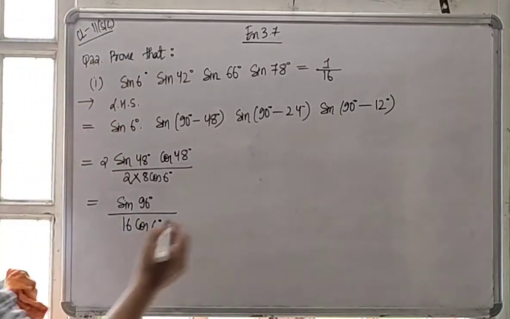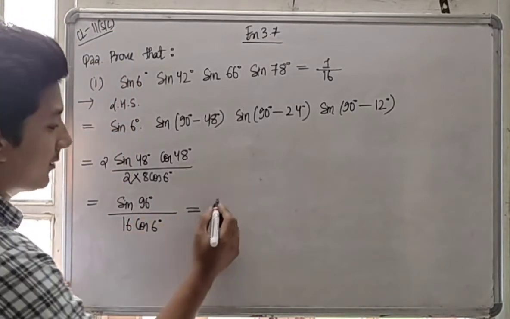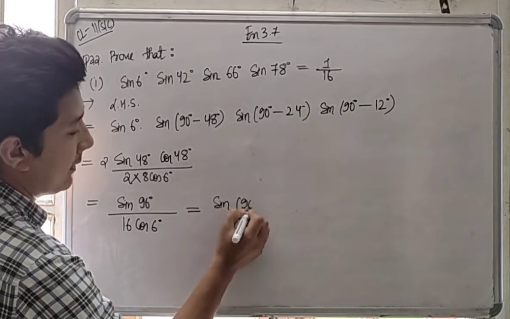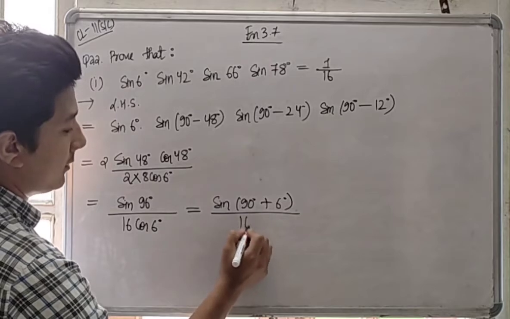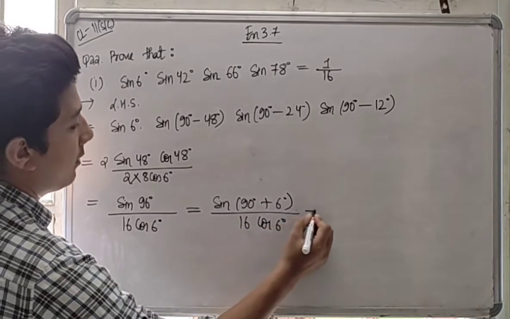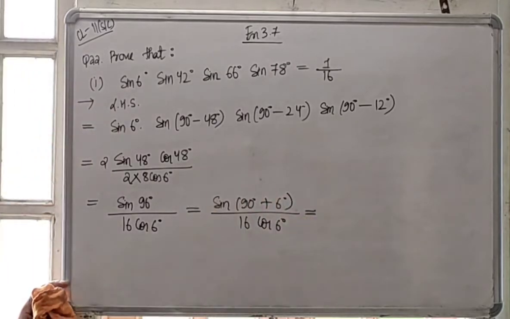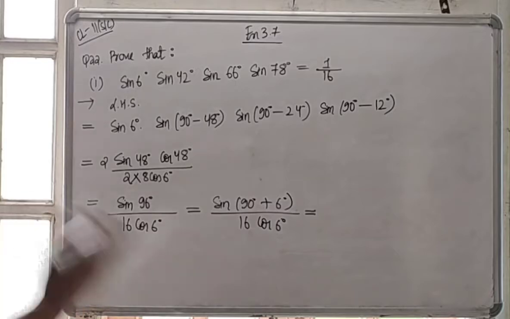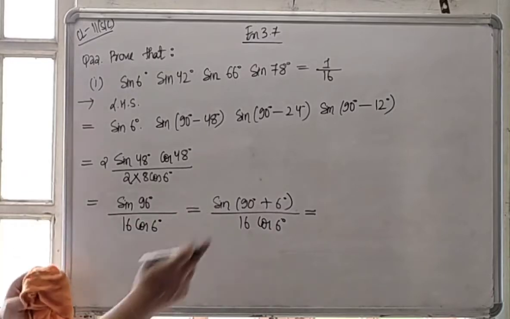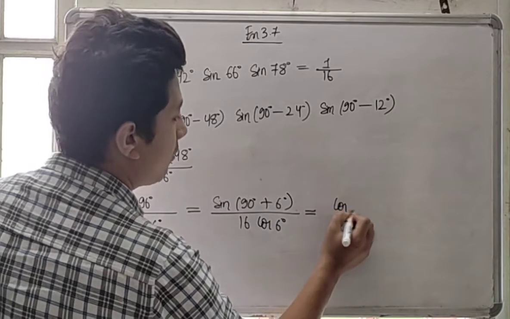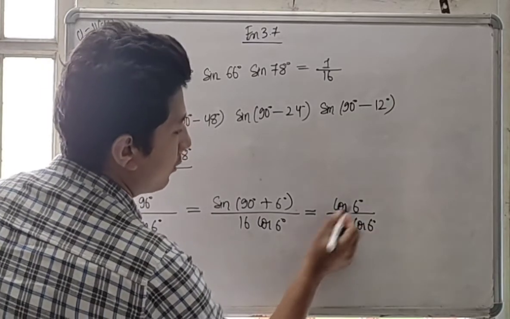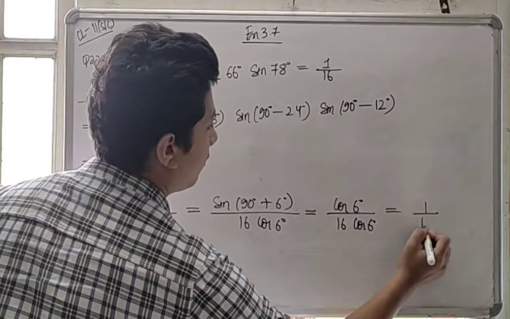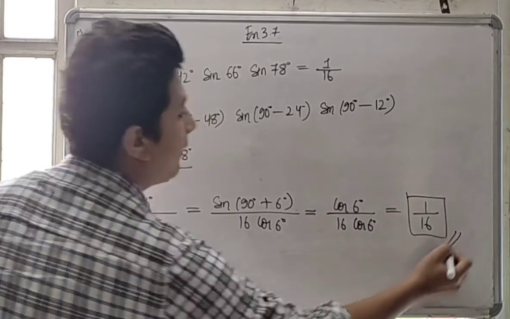So I know how to break this 96. We can write this as 90 plus 6, divided by 16 cos 6°. So 90 plus 6 lies in the second quadrant. In the second quadrant sine is positive, so sin(90 plus 6) will be cos 6, divided by 16 cos 6. Cos 6 cancels, so in this way we get 1/16.